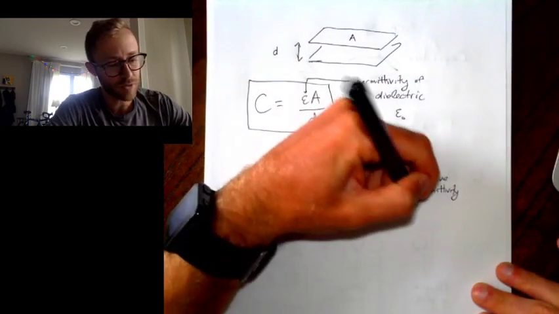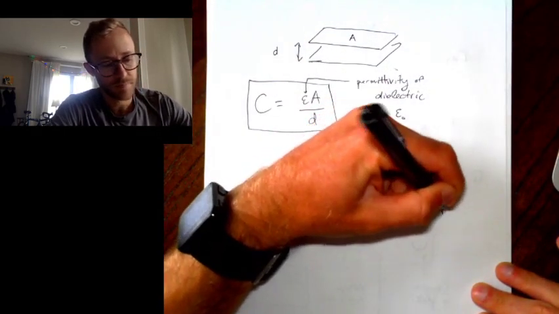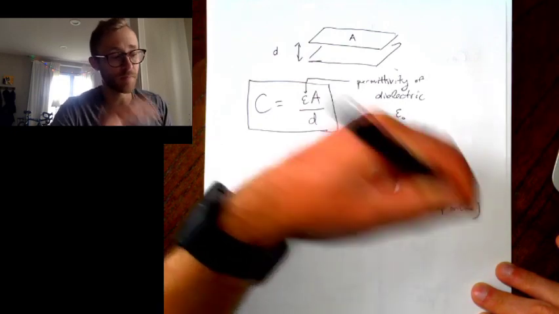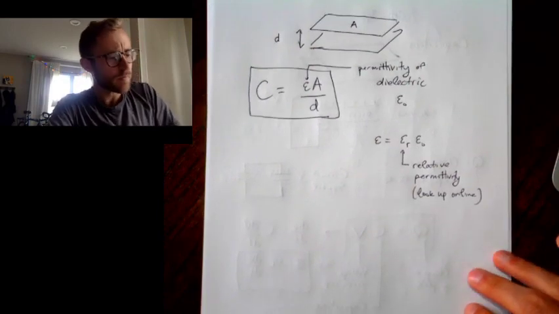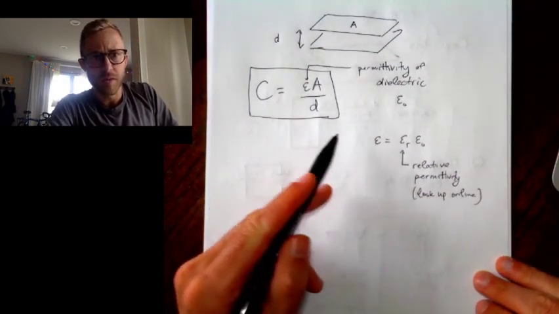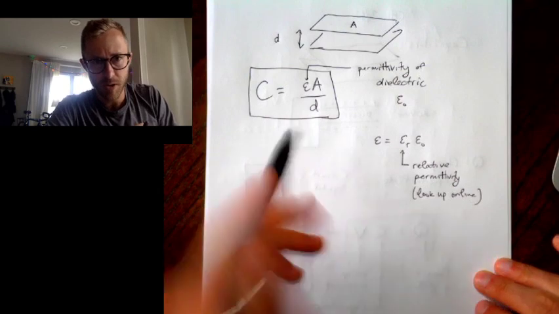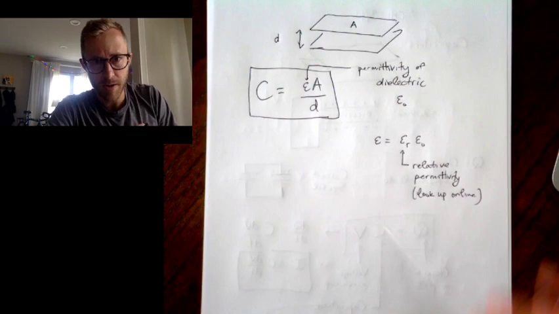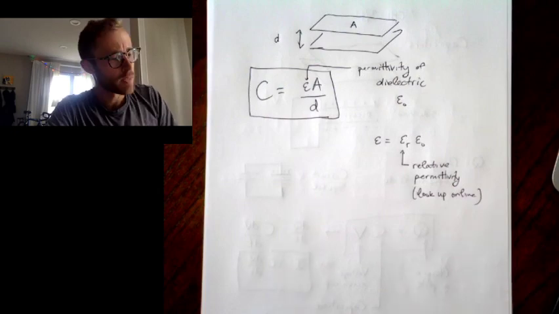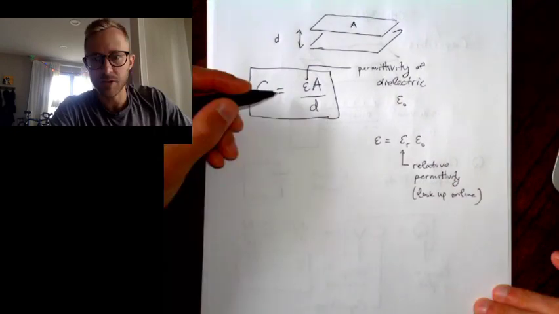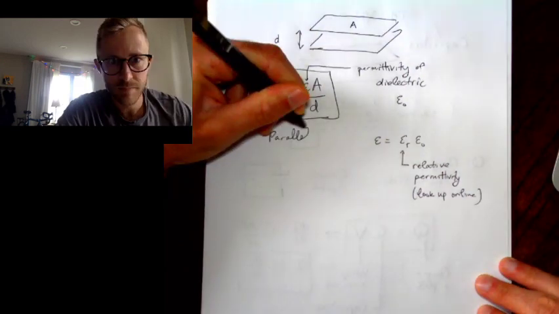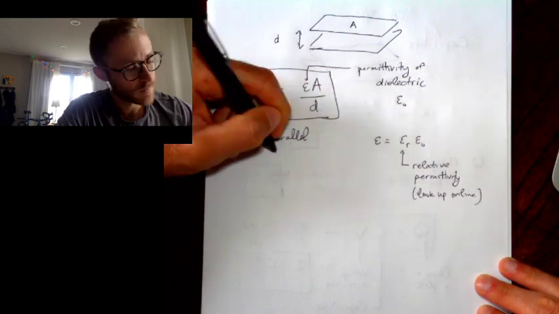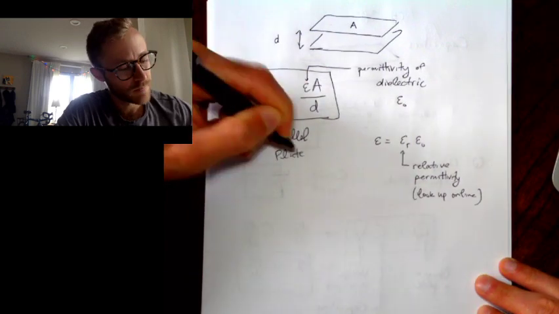So you can look up the relative permittivities online, what it is for a given material. And so based on this, we can calculate what the capacitance will be. And this is for the most simple type of capacitor only, which is called a parallel plate capacitor.